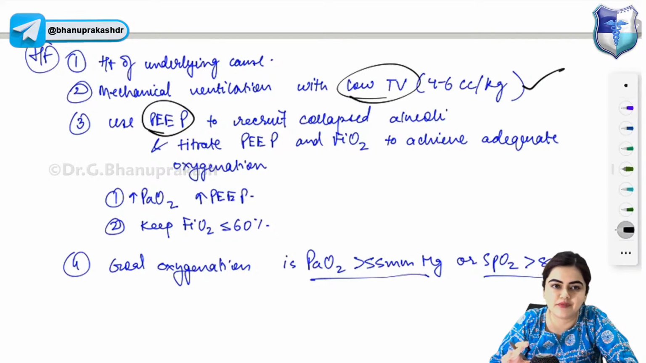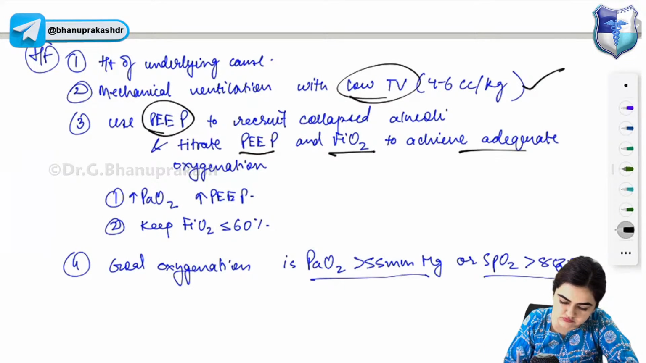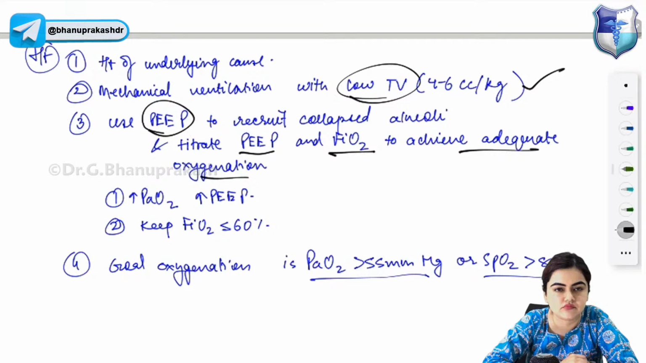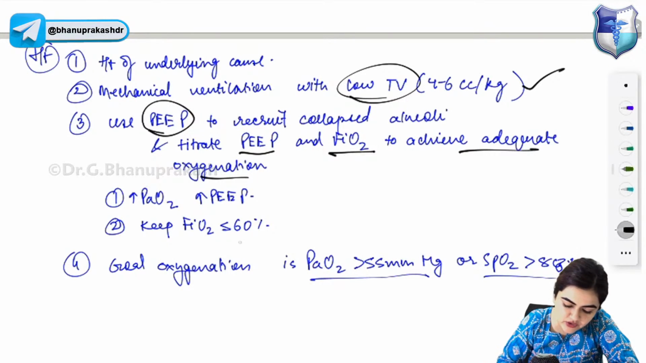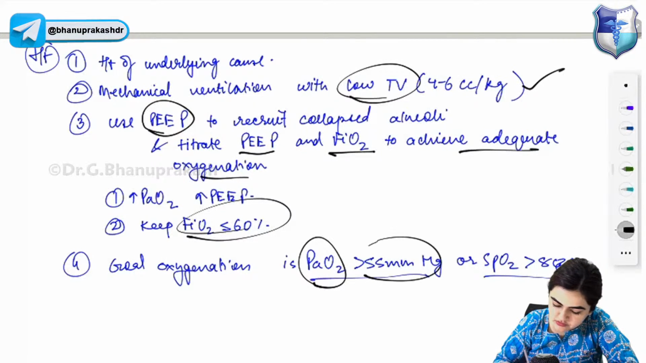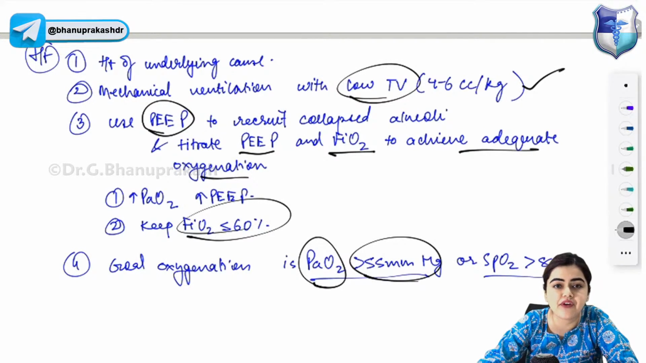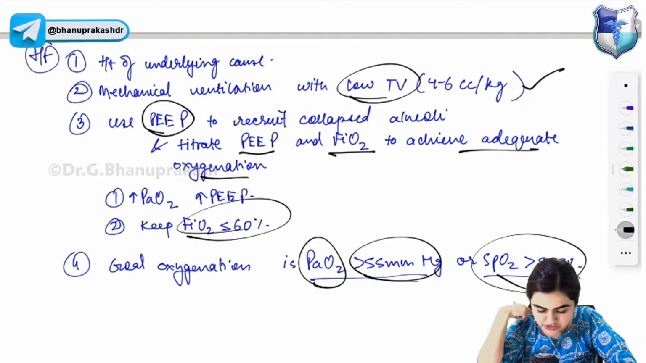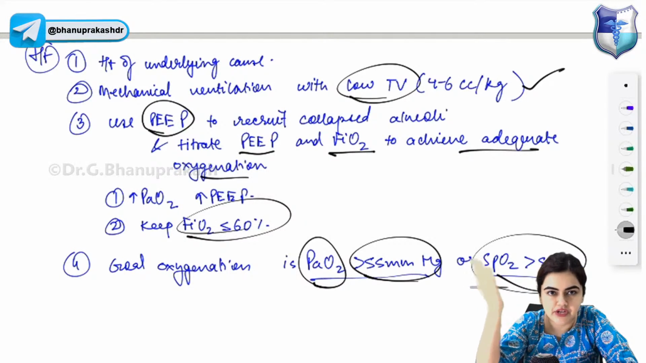You will use positive end expiratory pressure to recruit the collapsed alveoli, and you will titrate positive end expiratory pressure and FiO2 to achieve adequate oxygenation. Keep FiO2 less than 60% if possible to prevent oxygen toxicity. The goal PaO2 should be more than 55 millimeter of mercury, or SpO2 should be more than 88%. This is the goal oxygenation in case of ARDS.